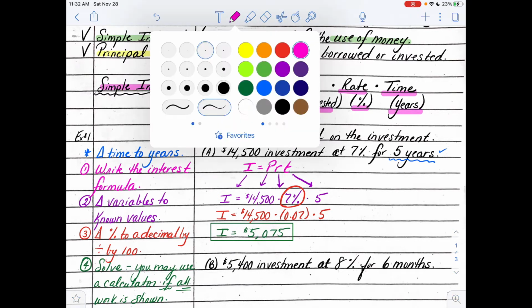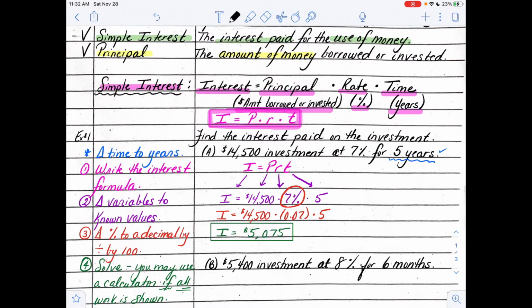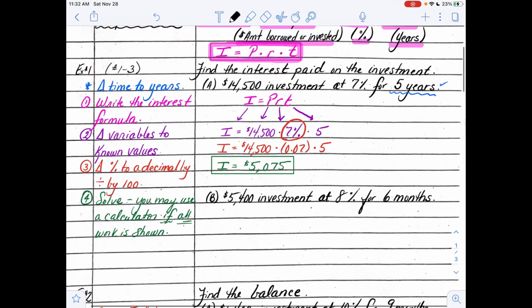So let's go ahead and look at our first problem. Example 1 is going to be very much like numbers 1 to 3 on the homework worksheet if you are in the class. This is asking you to find the interest paid on the investment. For problem A, say you had $14,500 extra that you're able to invest, meaning you're just leaving it there, whether it's a CD or some kind of investment. This investment is going to pay you 7% for the use of your money, and you leave it there for 5 years. How much is the interest?